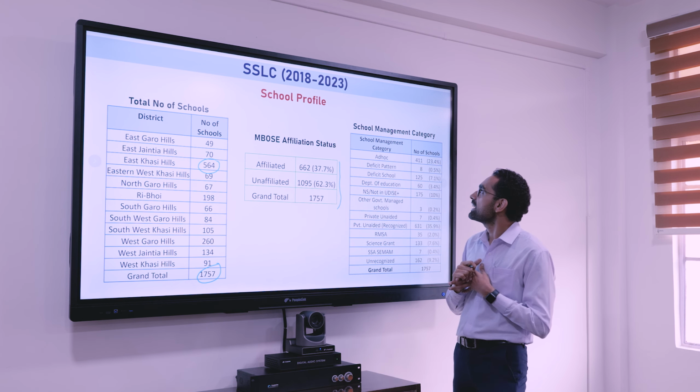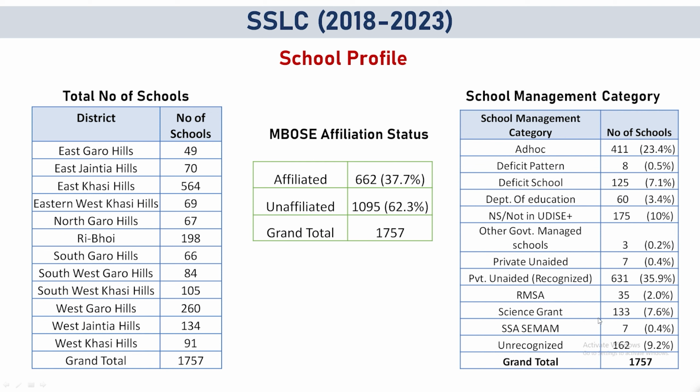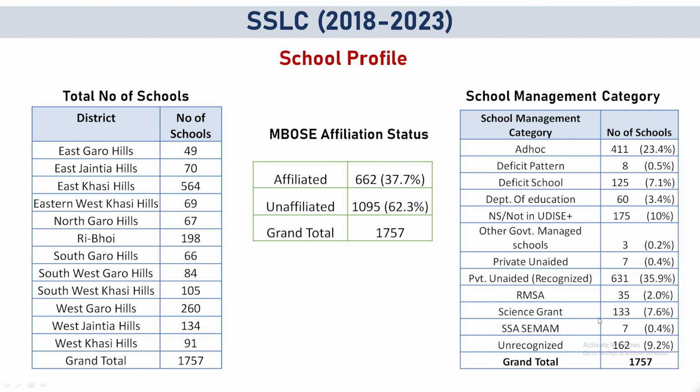Now coming to the category-wise distribution, the maximum is private unaided schools, which account for 631 schools, which makes 35.9% of the total schools appearing for SSLC. Then after that we have ad hoc schools, which are 23%. Then we have several categories.